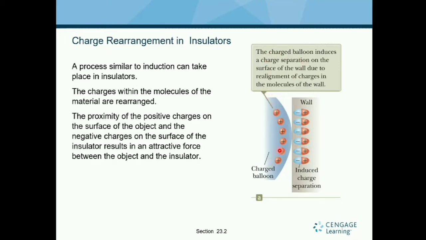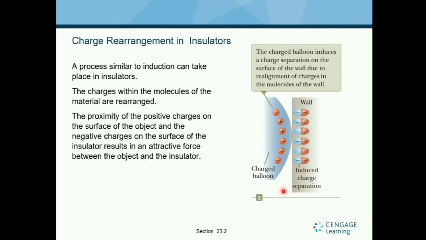The charged balloon induced a charge separation on the surface of the wall due to realignment of charges in the molecules of the wall. Basically, what this phenomenon is, if I have a charged balloon, I place this balloon close to a wall. The wall itself normally is neutral. But since we have a positive charged balloon which is placed close to the wall, then the positive charge will repel the positive charge inside the wall. So basically, we will leave a negative charge on the surface of the wall.